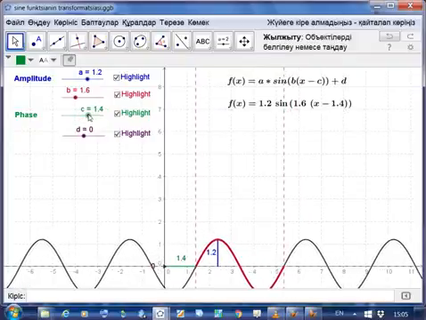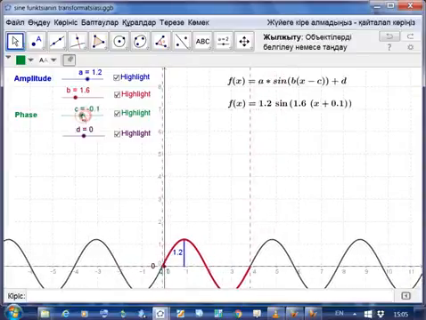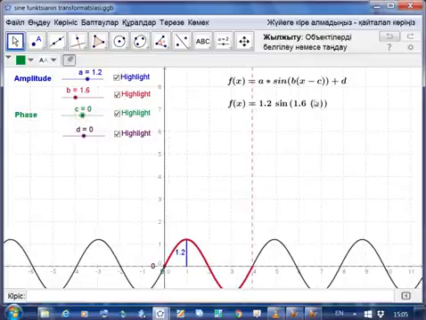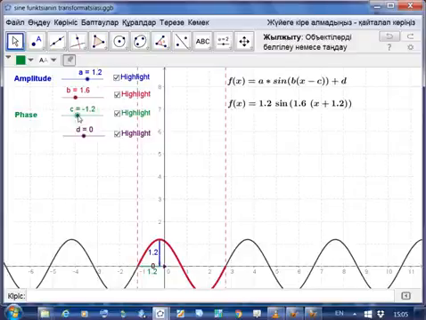When we change our x in here with what? x plus something, for example x plus 1.2, our graph is shifted to the left side.